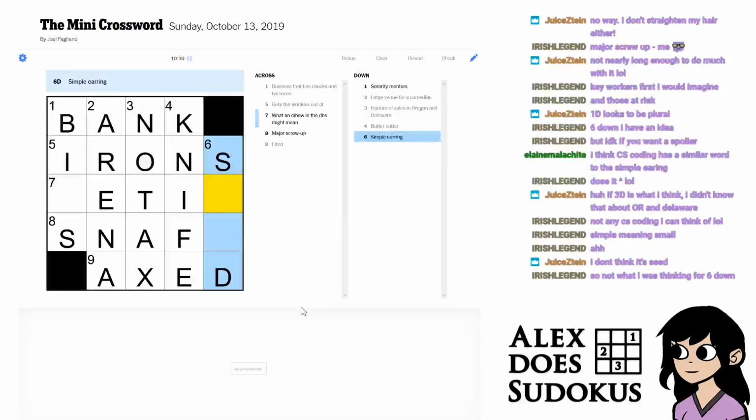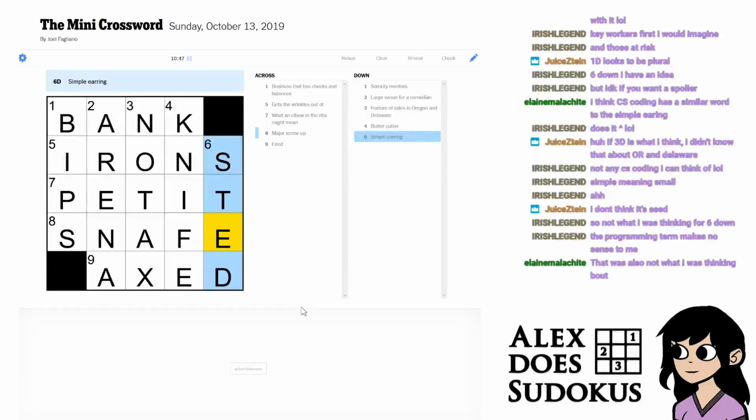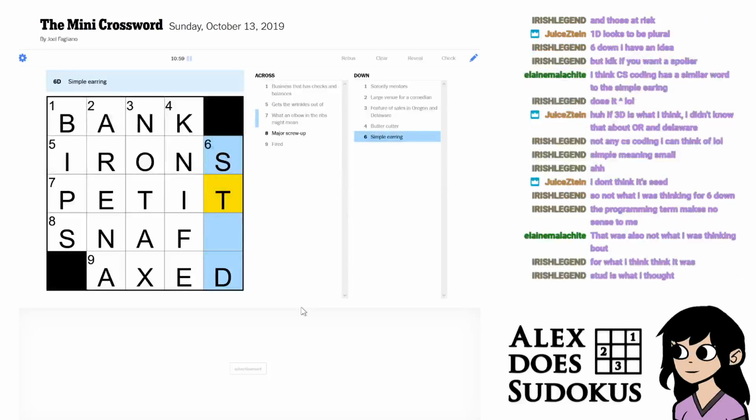But it feels like this has to be stud. And that could be petite. So I feel like stead. No. So not what I was thinking. The programming term makes no sense to me for what I think it was. That was also not what I was thinking about. Oh, there's another. Stud is what you thought.